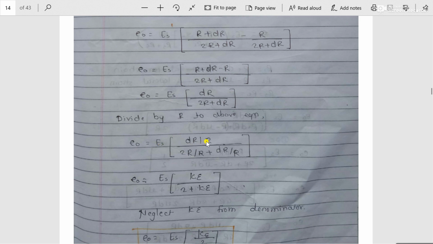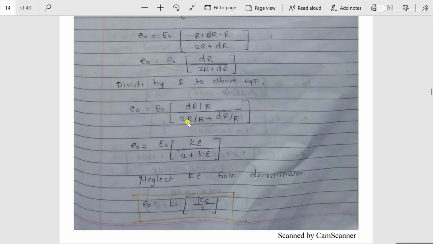upon R, that means R is divided at the numerator. Similarly at the denominator, 2R upon capital R plus delta R upon capital R. And as we know from the gauge factor, the value of delta R upon R is equal to K into epsilon. So replace this delta R upon R in the form of K into epsilon. I have written it at the numerator side. From the denominator, this R will get cancelled.